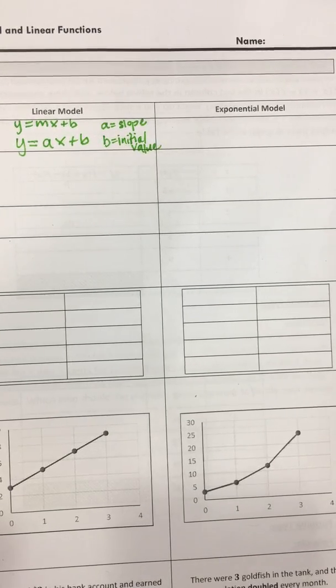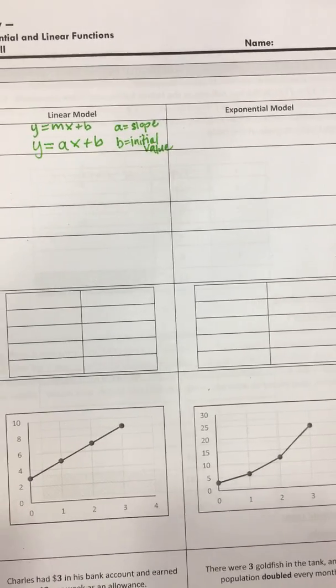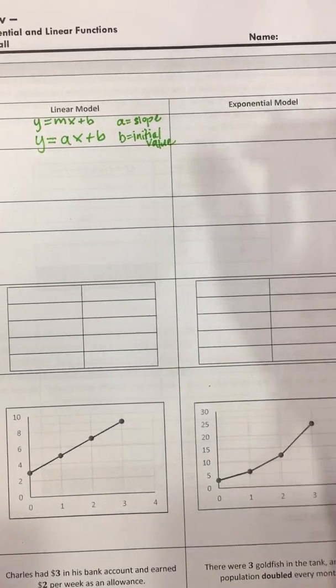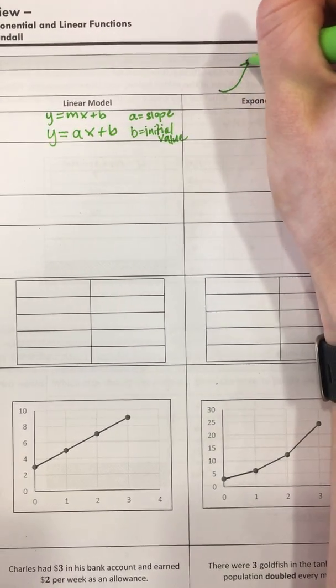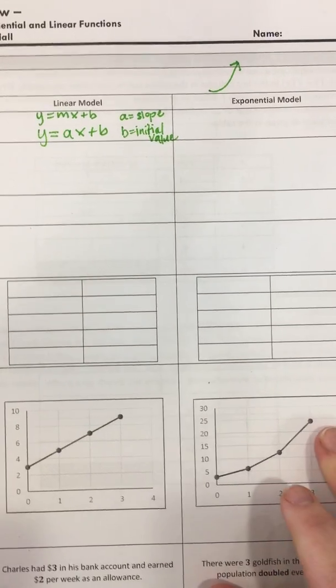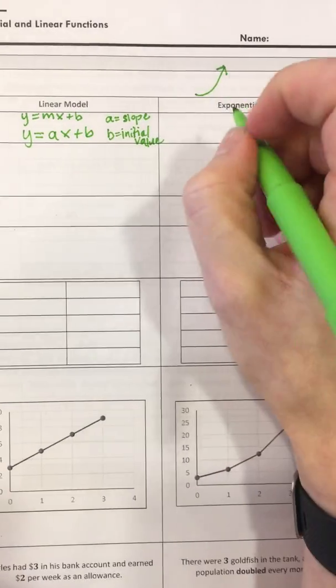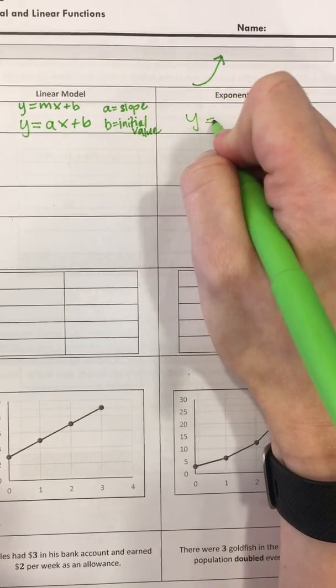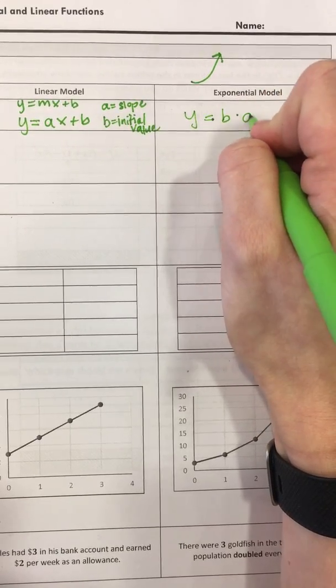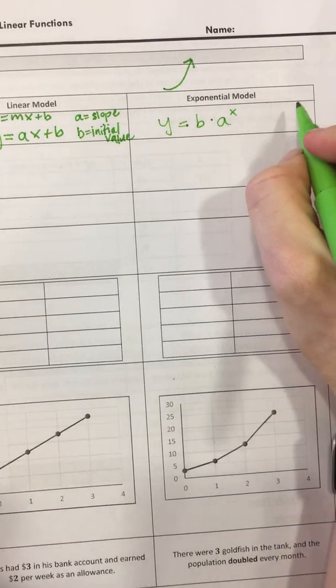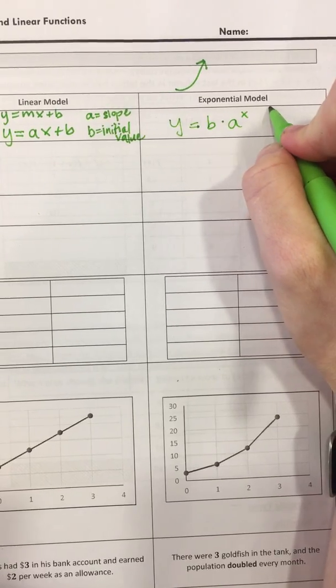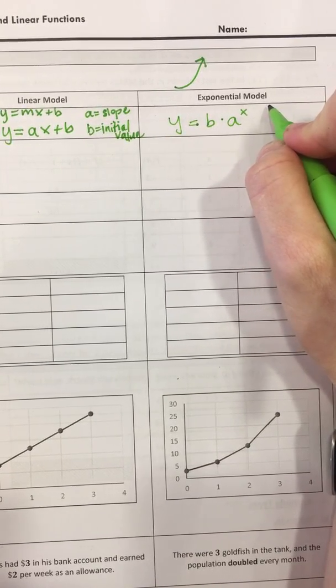And then we're going to talk about an exponential model. We all know what an exponential function generally looks like. It generally has some sort of increase like that. But an exponential model's regular equation is y equals b times a to the x power. We're going to write y equals b times a to the x power because we're going to use b and a for both linear and exponential.